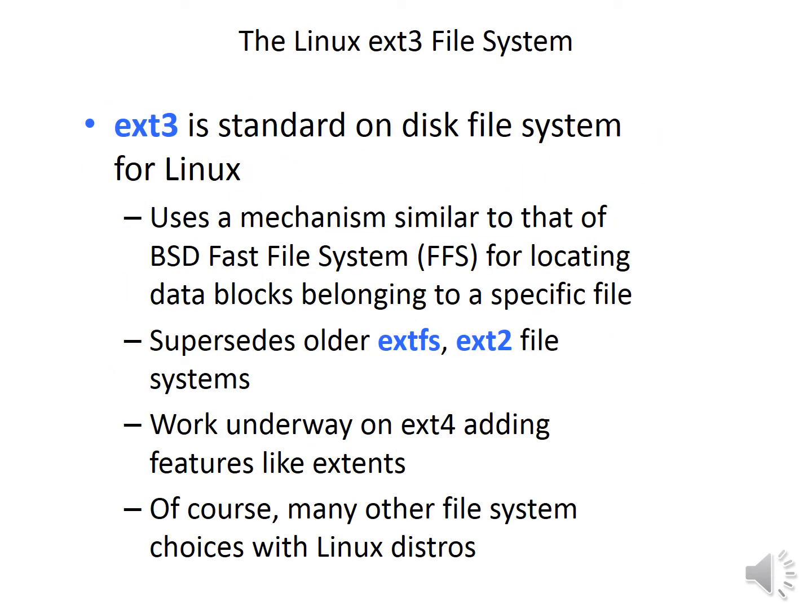ext3 is a file system. It's the standard file system for Linux. It uses a mechanism similar to that of the Fast File System and supersedes the older ext and ext2 file systems. There are many file system choices in Linux distributions.